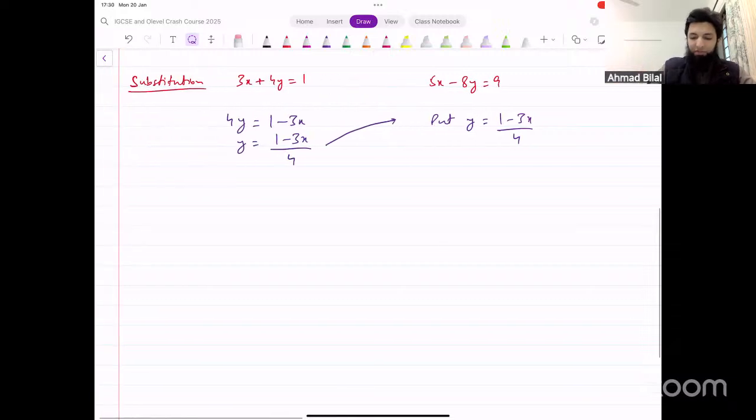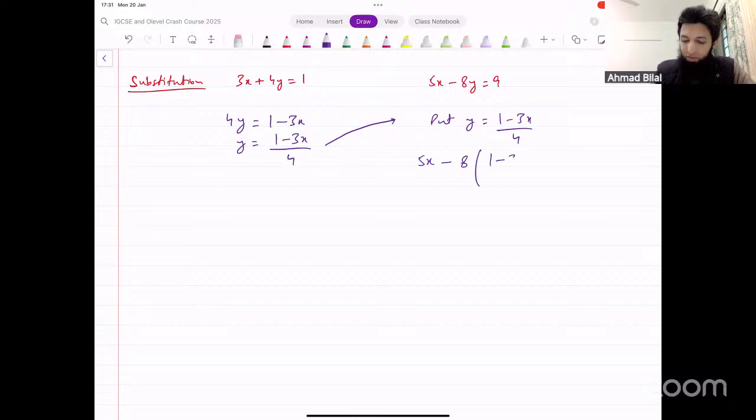Okay, now that's just a side point that I wanted to make there. But in this example, you would just make y the subject, y equals 1 minus 3x divided by 4. Put that in the other equation in place of y, and this would become 5x minus 8 times 1 minus 3x divided by 4. On the other side, you've got 9. Now, 4 and 8 get cancelled, and you have 2 left here. That becomes 5x minus 2, and minus and minus becomes plus. So plus 3x equals 9.